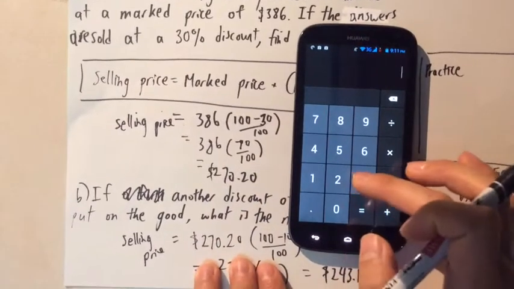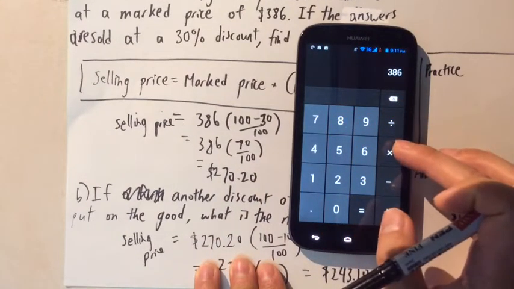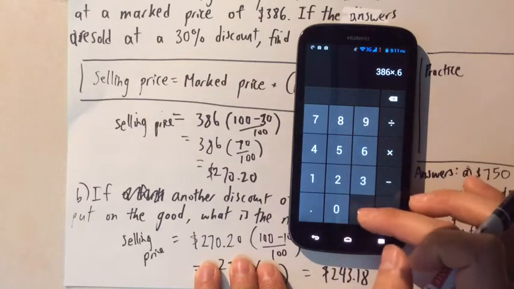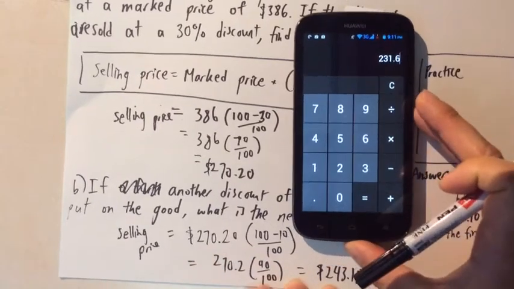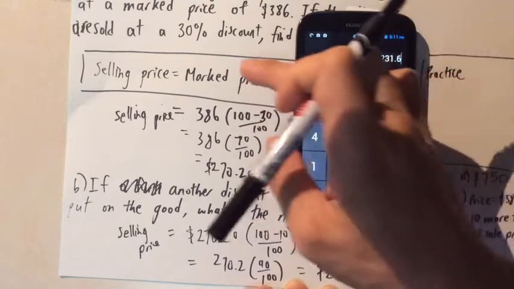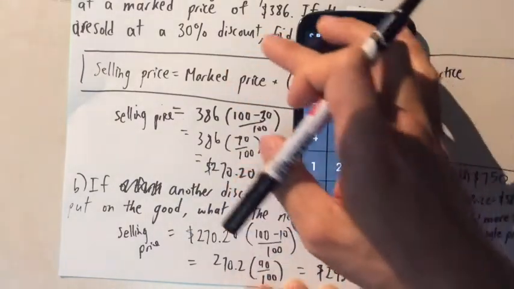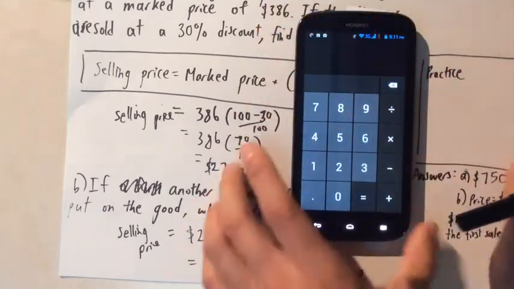Now, if we were to do it that way, $386 with a 40% discount, that would be 0.6, 60% of the original marked price. That would give us $231.60. So remember, when you give two percentage discounts, for example here 30% and then 10% from this, that is not the same as giving a 40% discount from the original marked price. So keep that in mind.